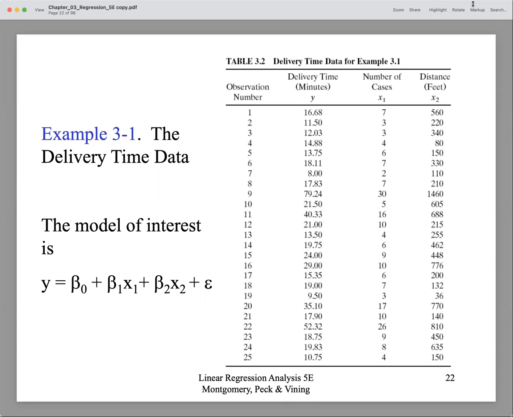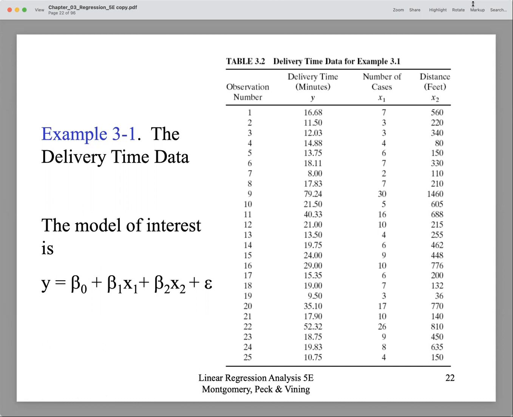The industrial engineer responsible for the study has suggested that the two most important variables affecting the delivery time, which is the response y, would be the number of cases of product stocked, x sub 1, and the distance walked by the route driver, x sub 2. It makes sense that the number of cases stocked and the farther the driver has to walk would certainly impact the delivery time. The engineer has collected 25 observations on delivery time, which are shown in table 3.2.